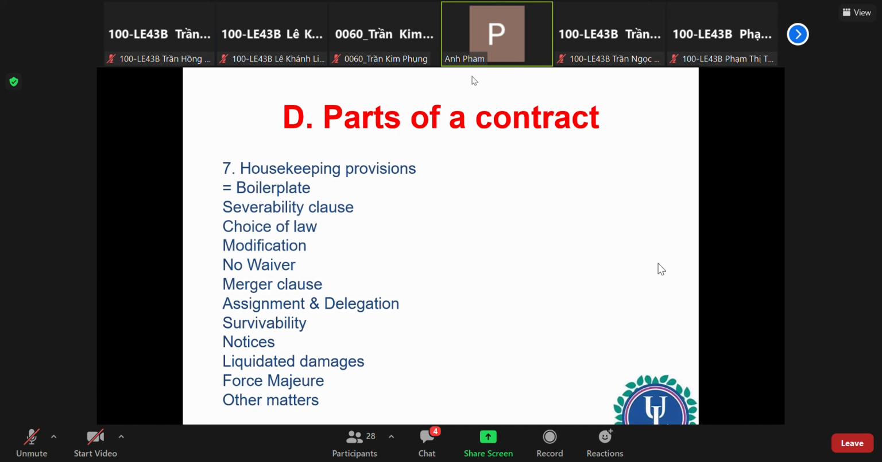Those two clauses are totally different. Severability, which means that if any clause in the contract is found void, the other clauses still take effect, which means that each clause is separate from the others.